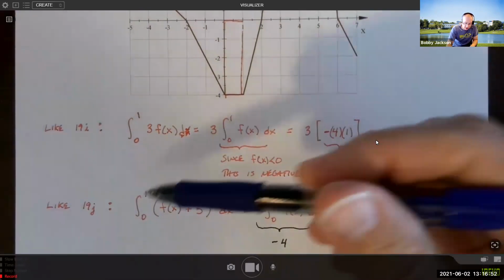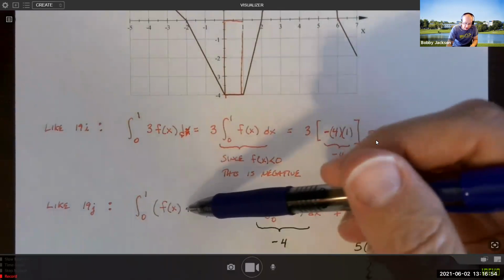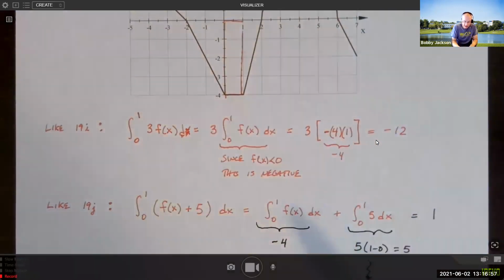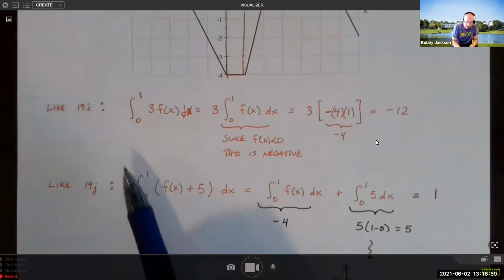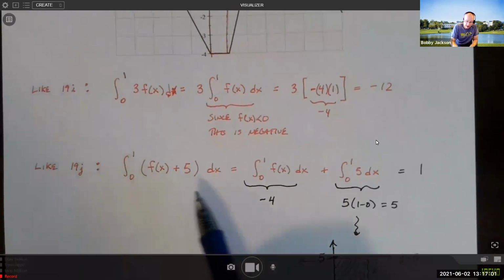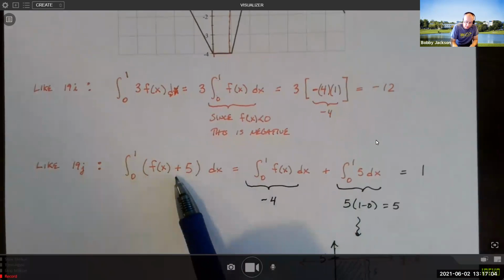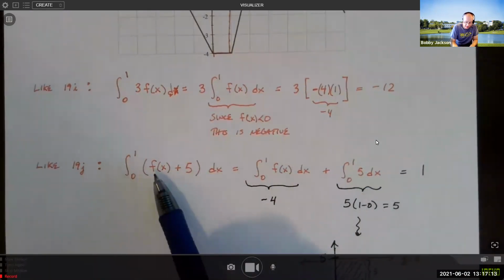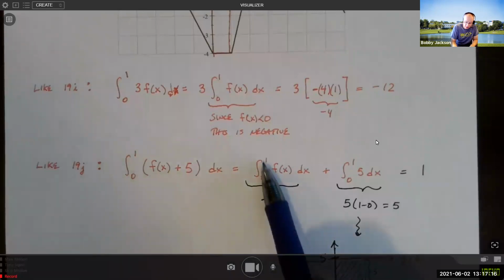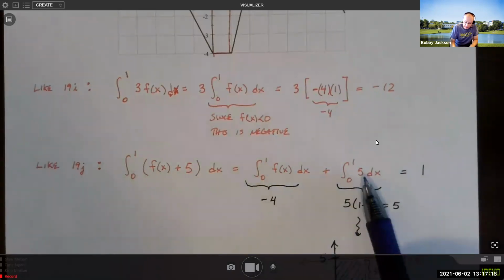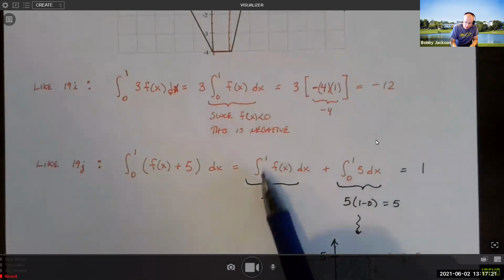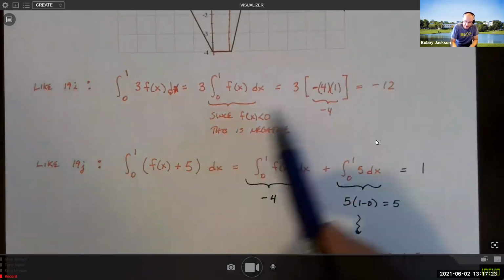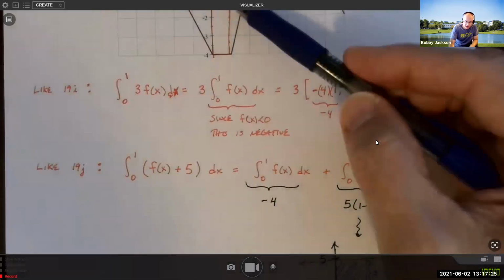Now here's one like 19j: the integral from 0 to 1 of f of x plus 5. So how do we deal with that? Can you just pull that plus 5 out like we did the 3? Well, no, you can't do that because we're adding it to f of x. But I can write the integral of a sum of two functions as the sum of the integrals. So the integral from 0 to 1 of f of x plus 5 is the integral from 0 to 1 of f of x plus the integral from 0 to 1 of just 5. Okay. Now the integral from 0 to 1 of f of x dx, we just found that, right? We talked about that here. It's -4, because it's this area here.